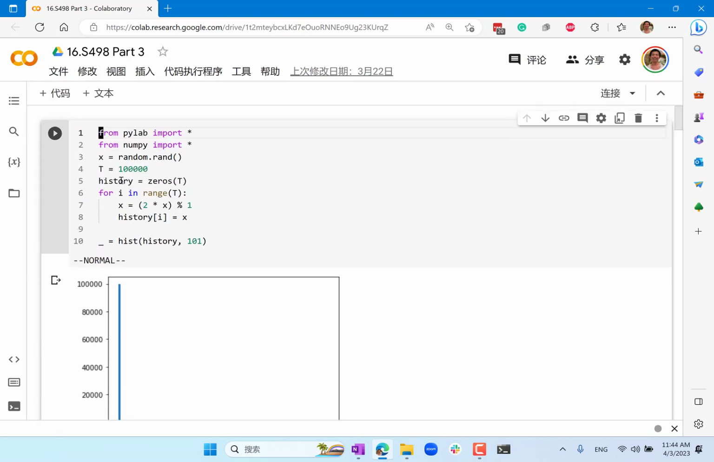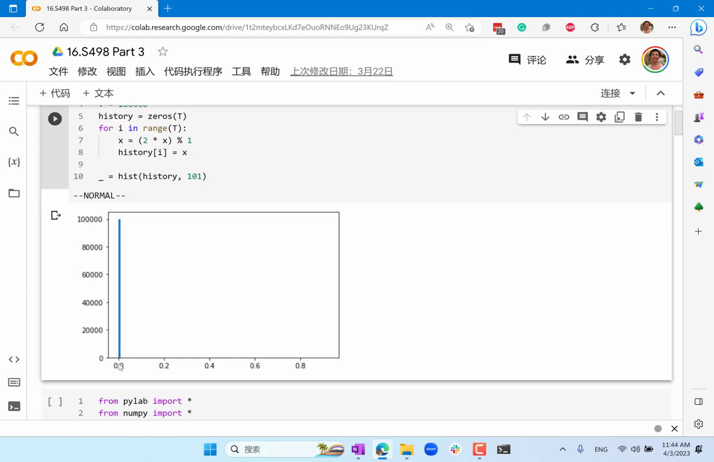So if we just take a random point and follow the sawtooth map for a long time, all the solutions converge to zero.